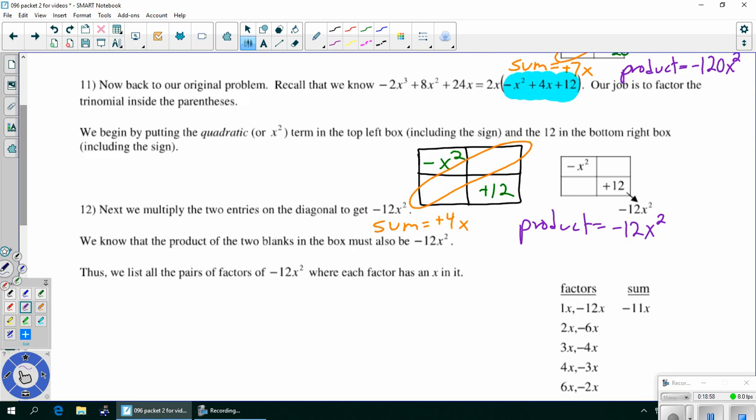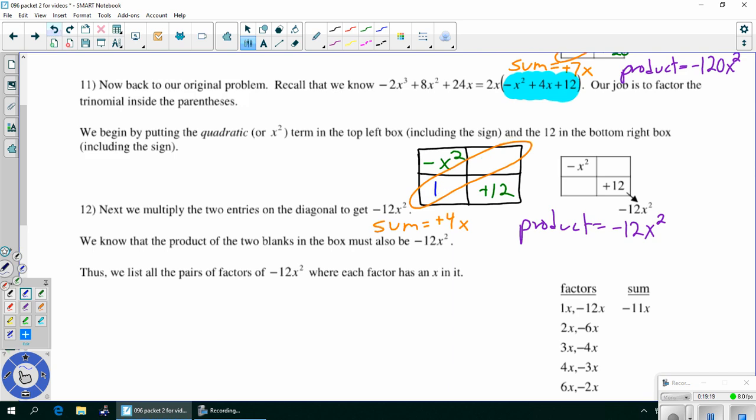Well, let's start with the sum. Don't write this. Let's list two things that add up to 4x. For example, 1x plus 3x. Again, don't put that. So they add up to 4x. That's great. Do they have the correct product? Well, if you multiply 3x and 1x, you get 3x squared. Sadly, not negative 12x squared. So that didn't work.